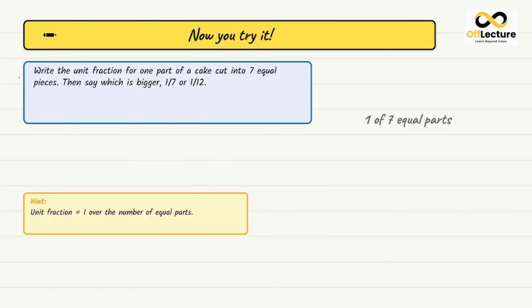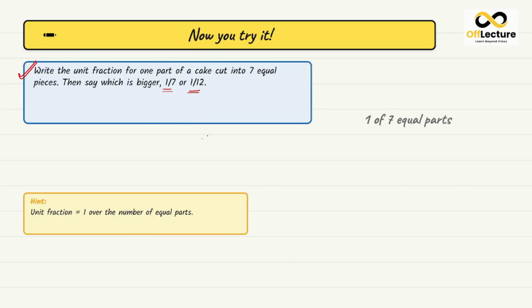Now you guys have to try it. Pause the video and write the unit fraction for one part of a cake cut into 7 equal pieces. Then say which is bigger, 1 by 7 or 1 by 12. You have to write the unit fraction where a cake has been cut into 7 equal pieces, and identify which part is bigger, 1 by 7 or 1 by 12.